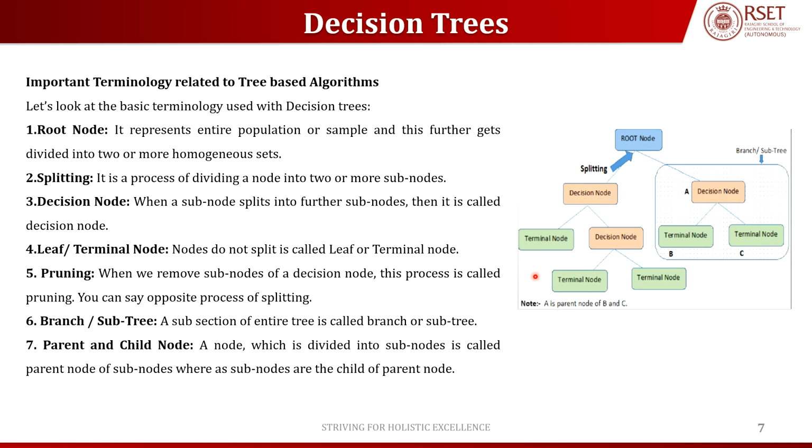Now branch or subtree: it is a section of the entire decision tree called a branch or sometimes a subtree. Then parent and child node: whenever a node is split, the original node is called the parent and the resulting nodes are called the child nodes. So these are the building blocks of decision trees.